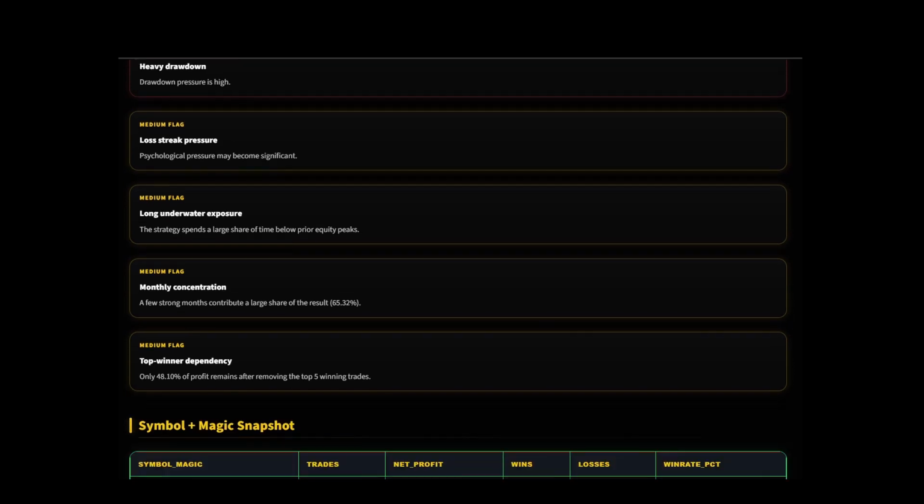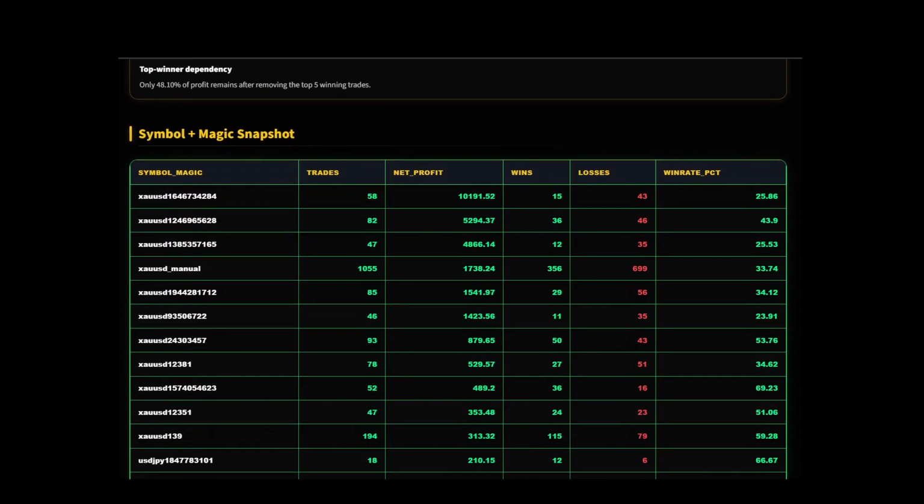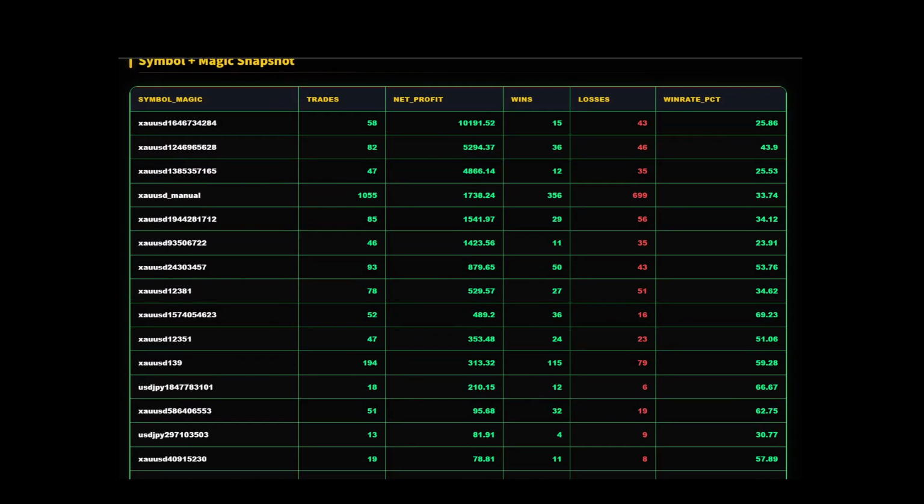Next, we get the symbol plus magic snapshot. This section breaks the statement down by symbol and magic number. So instead of only seeing the full account result, we can see which parts of the portfolio are actually contributing. Here, the report shows each symbol magic combination, the number of trades, net profit, wins, losses, and win rate.